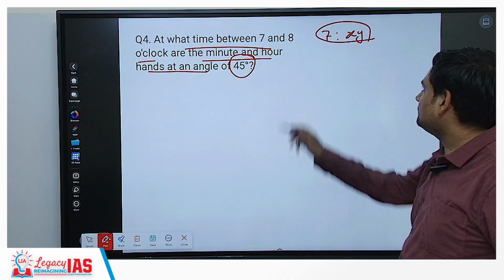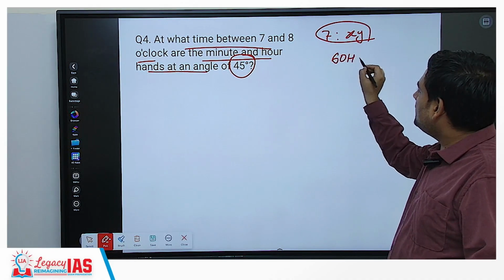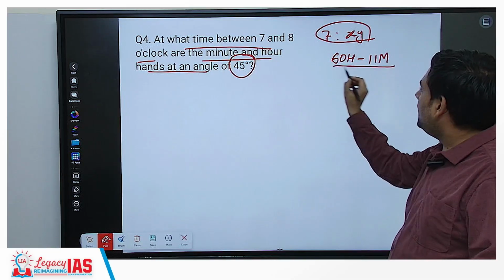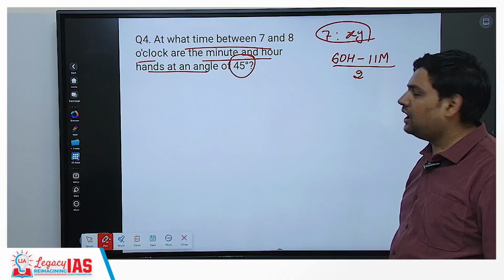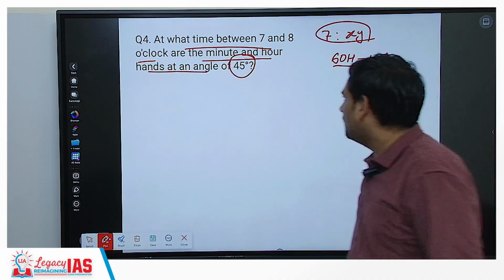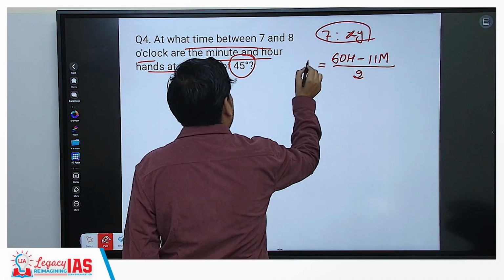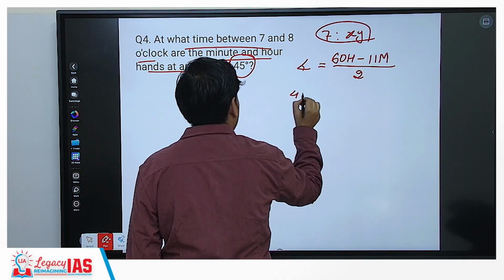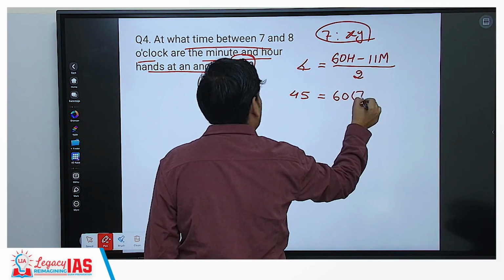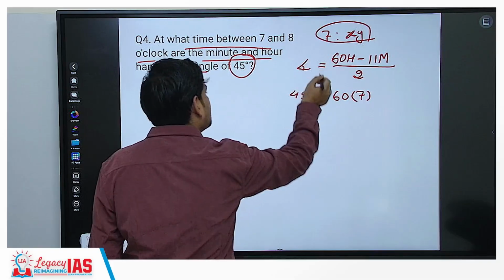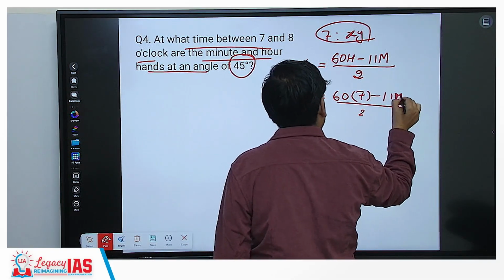Now, this time the angle is given. The formula would be the same: 60h minus 11m by 2. This is what the angle has to be, 45 degrees. So let's write down the angle, 45. Now 60 into, in place of h you get the number of hours completed, that is 7, minus 11m by 2. M only you need to find.